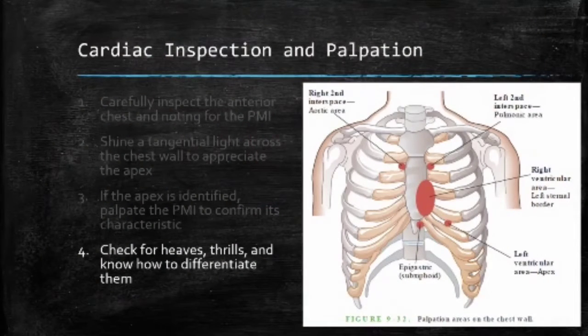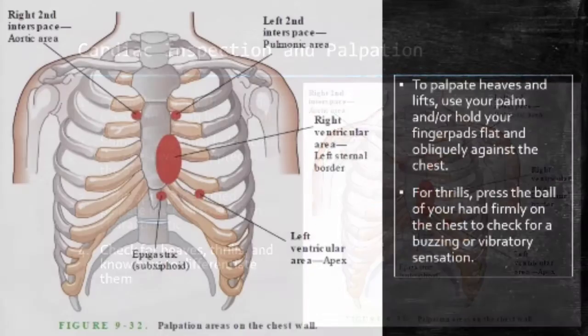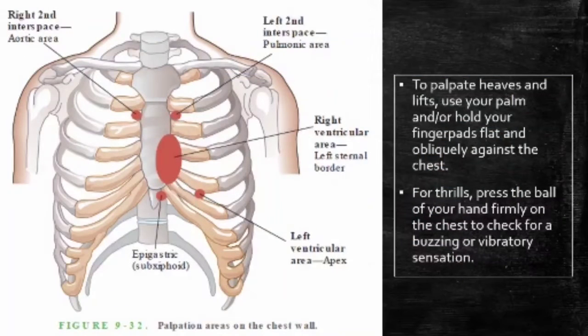Check for heaves and thrills and know how to differentiate them at these locations. To palpate heaves and lifts, use your palm and/or hold your finger pads flat and obliquely against the chest. Heaves and lifts are sustained impulses that lift your fingers. For thrills, press the ball of your hand, which is the padded area of your palm near the wrist, firmly on the chest to check for a buzzing or vibratory sensation caused by underlying turbulent flow. If present, auscultate the area for murmurs.